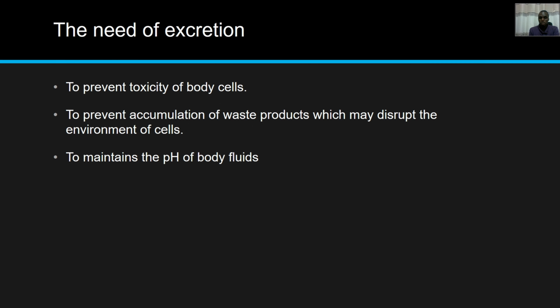Why do you need the process of excretion? One, to prevent toxicity of body cells. We don't want the cells to be poisoned. Number two, to prevent accumulation of waste products, which may disrupt the environment of cells. Then next, to maintain the pH of body fluids.